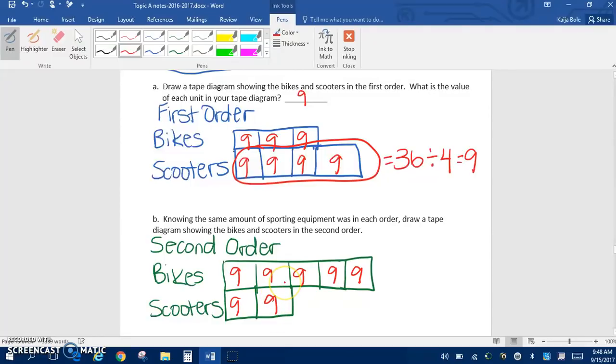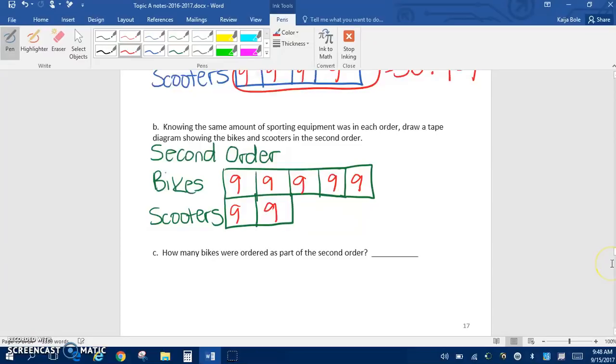That way we can answer our last question here, which is asking us how many bikes were ordered as part of the second order. If we look up here, we know each box represents 9. And we have 5 boxes, so 9 times 5 is 45. So our answer is 45 bikes.